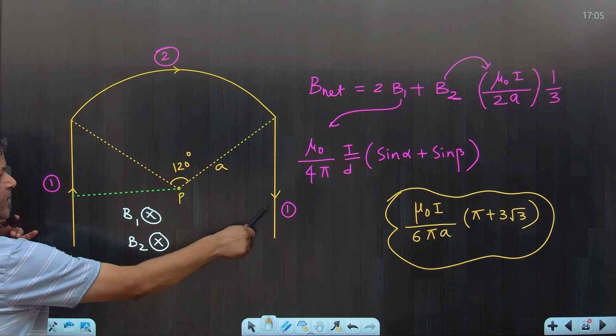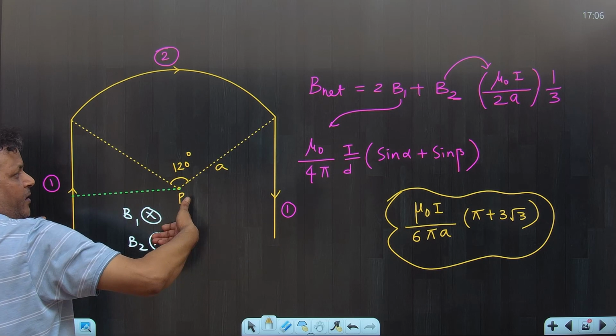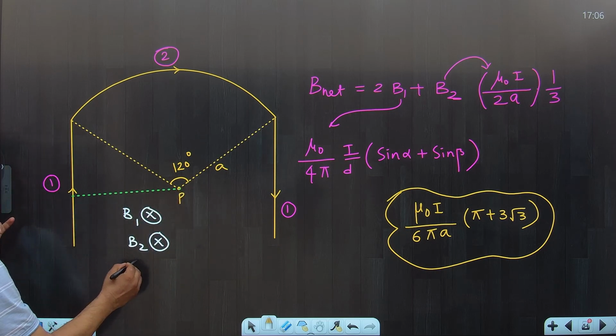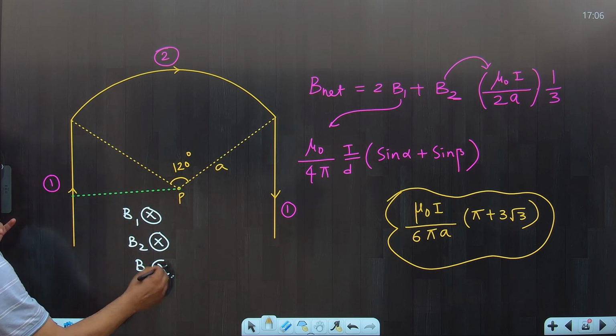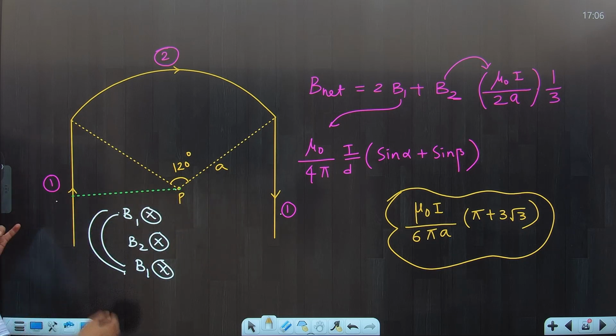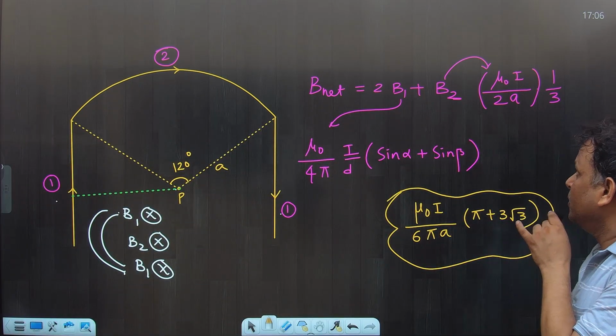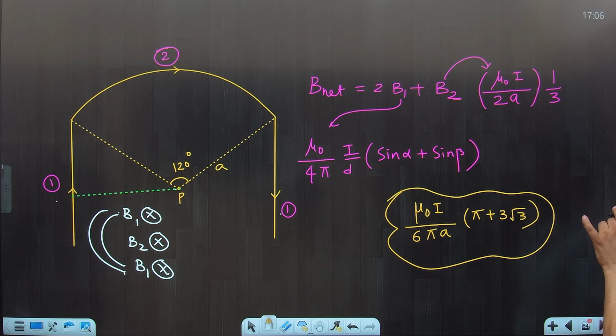What about B3? Keep your fingers along the sense of current, turn towards P, thumb goes inside, so B1 is again into the paper. So we will say B1 plus B1, these two are identical with respect to P. So 2B1 plus B2 is the answer.